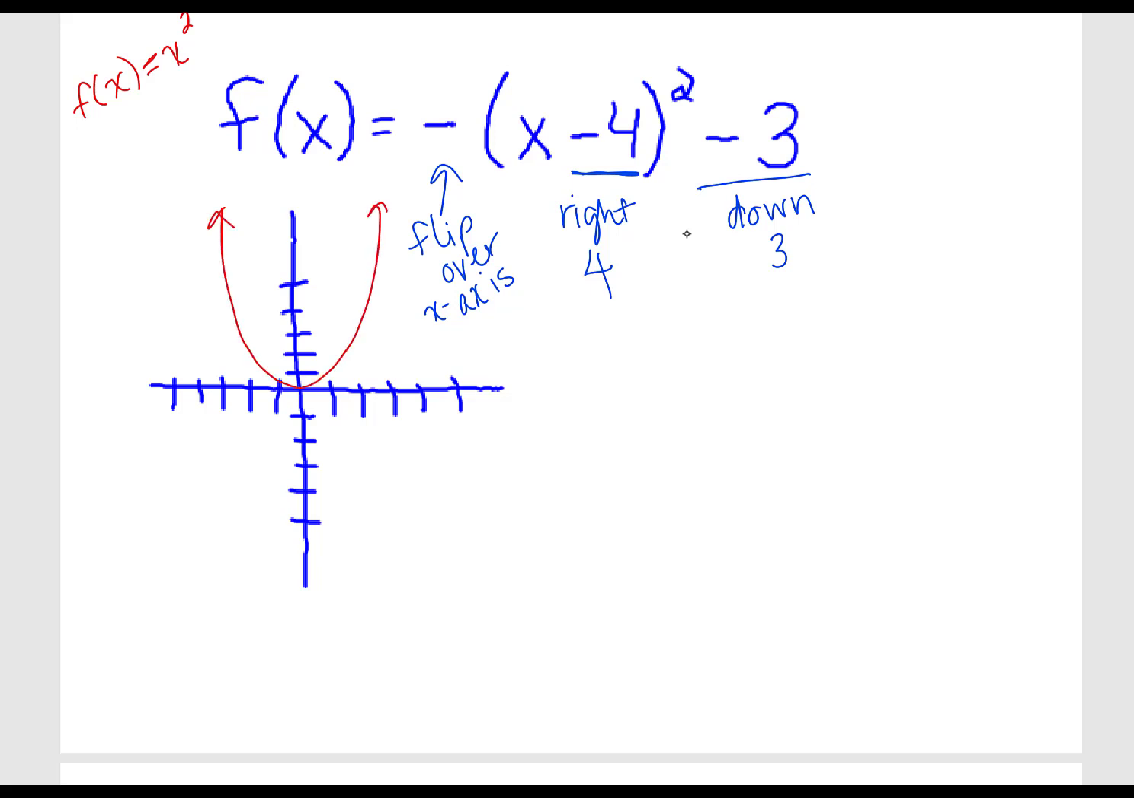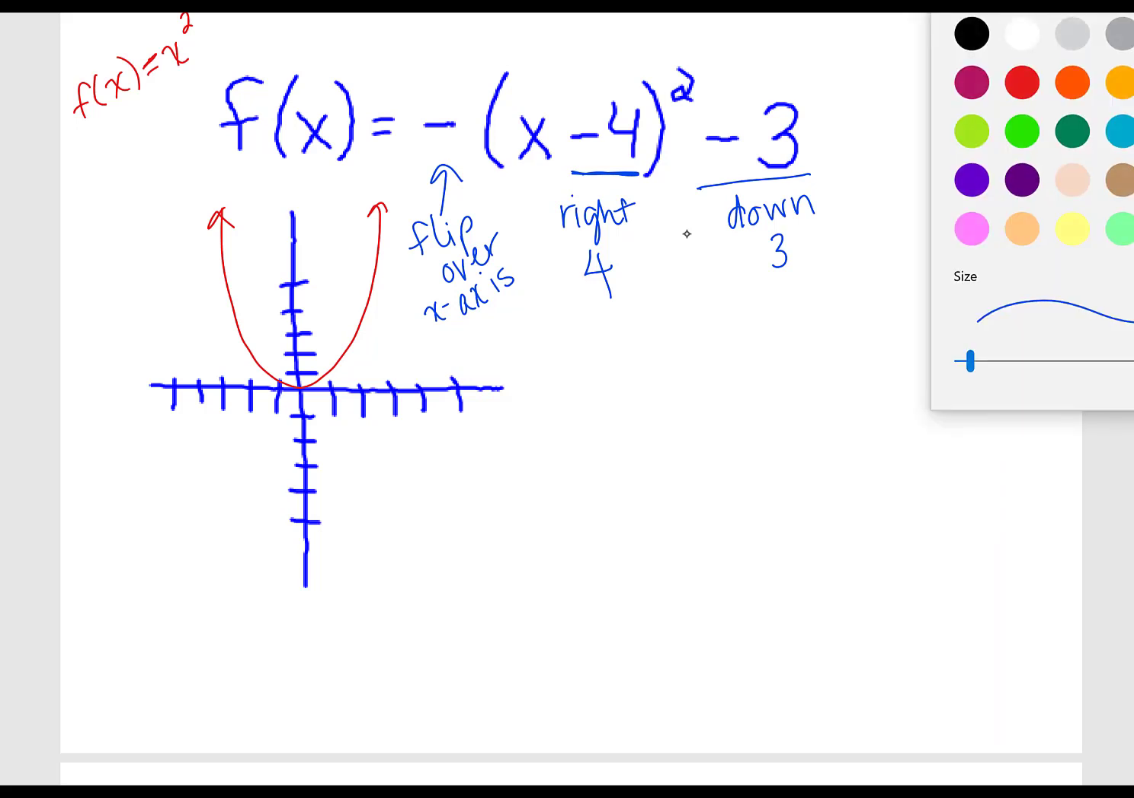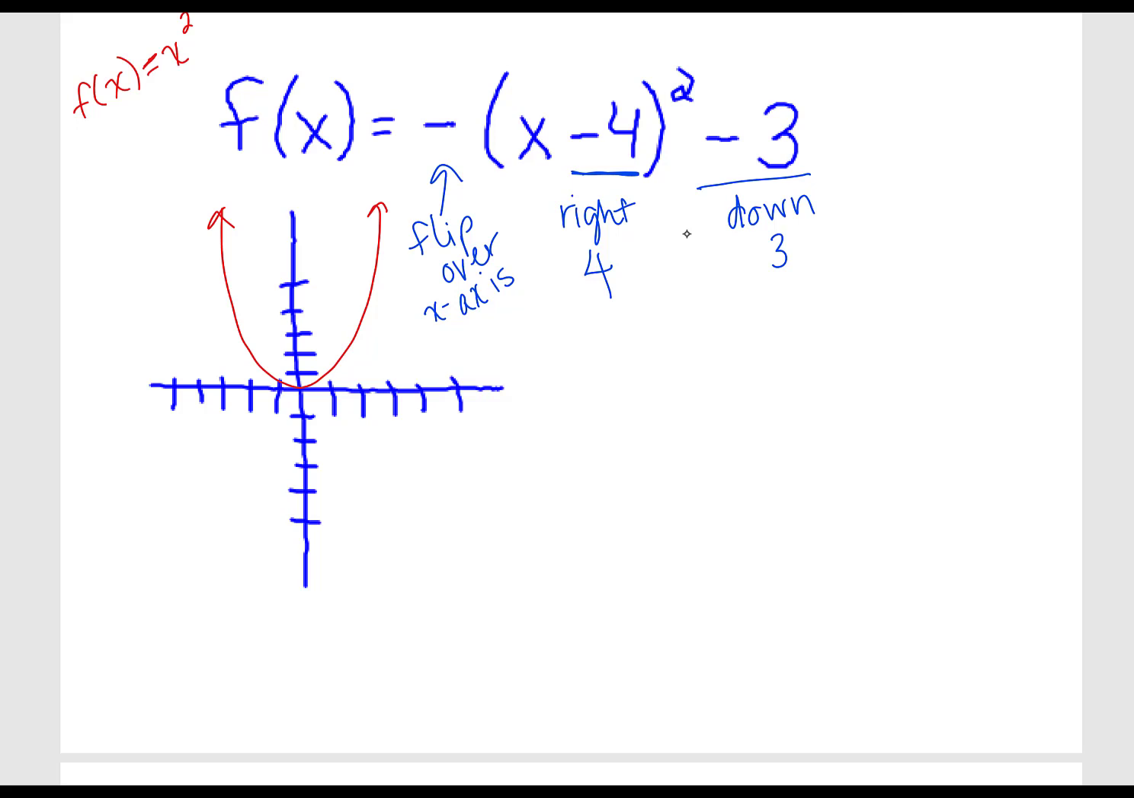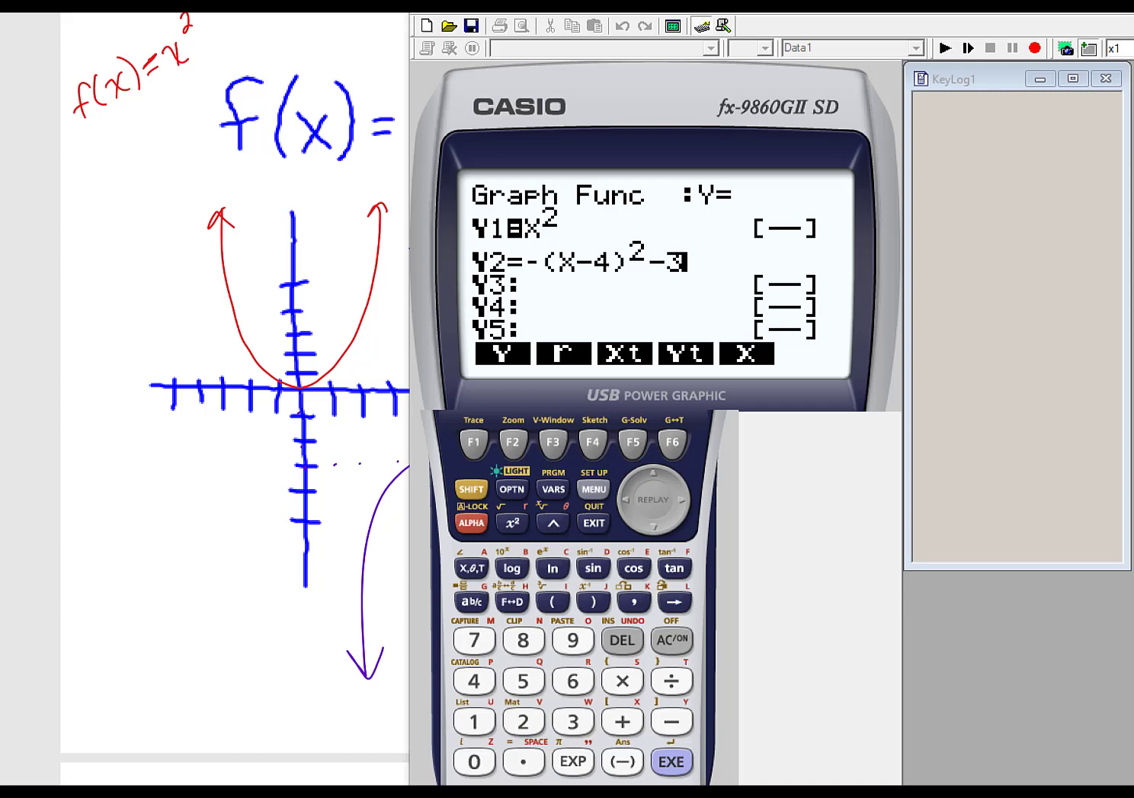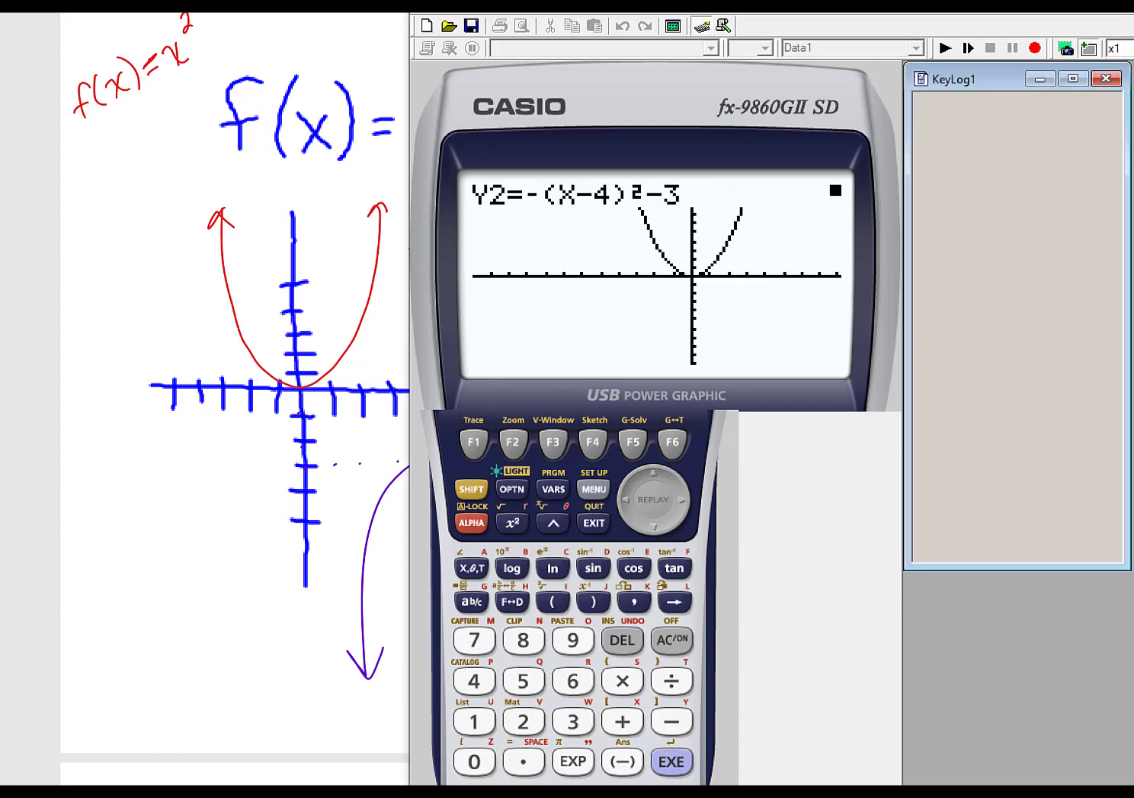But remember, now we have some shifts going on, so we went down 3 units, 1, 2, 3, right 4 units, 1, 2, 3, 4, and then we flipped it. So we'll have something that looks like this. Graphed in the calculator. We see that same movement.